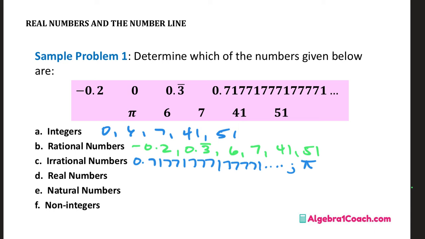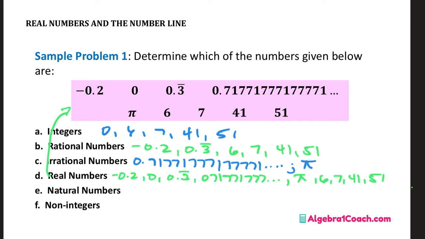Now, for the real numbers, you said it's all these numbers up here. You are absolutely right. A real number is going to be all these numbers. And we can just write them out here really quickly. I'm going to stop this one right there. Pi, of course, is a real number. And we go on and on and on here.